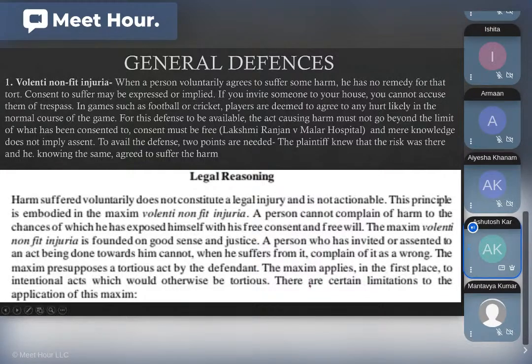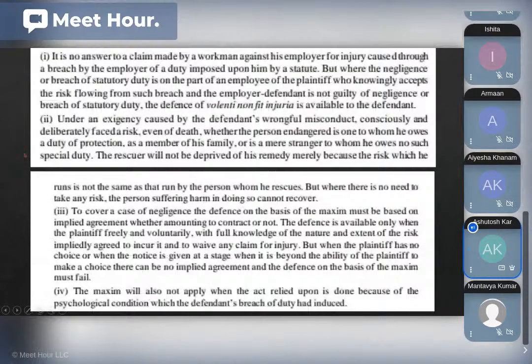But there are certain limitations. ये डिफेंस हर जगह अवेलेबल नहीं होगा. क्या क्या limitations होंगे? Firstly, it is no answer to a claim made by a workman against his employer for injury caused through a breach by the employer of a duty imposed upon him by a statute.